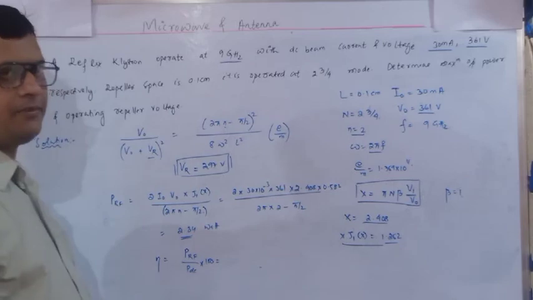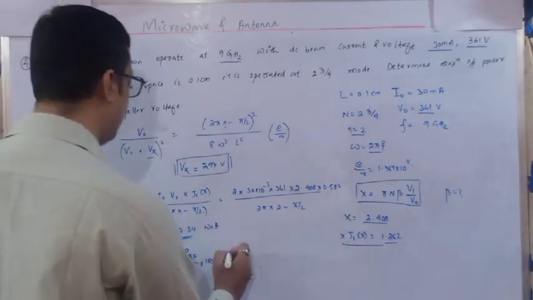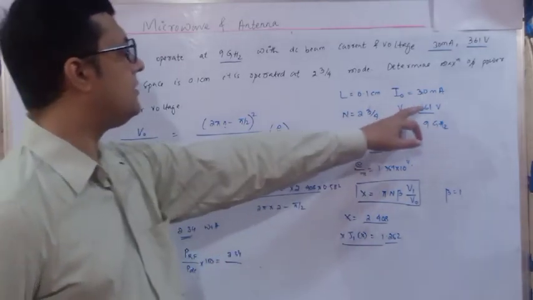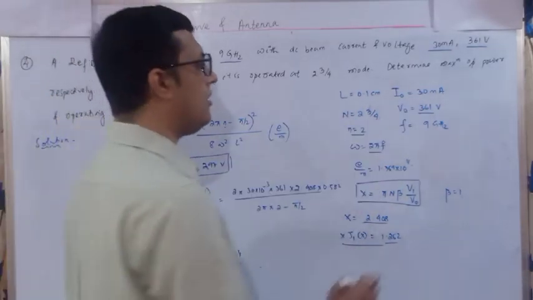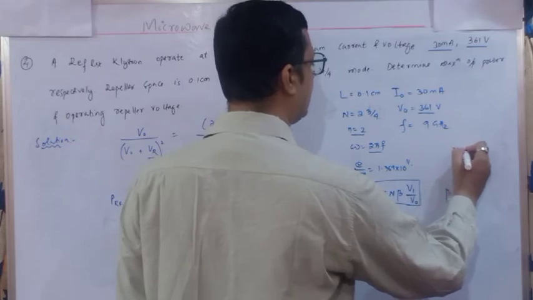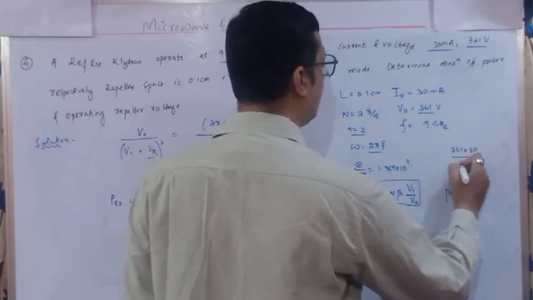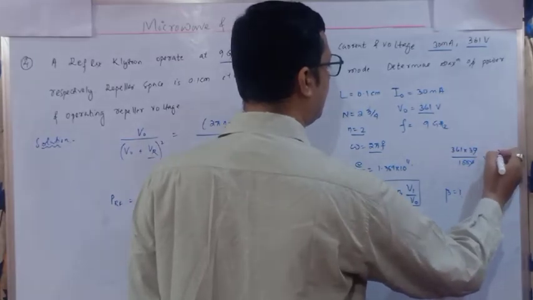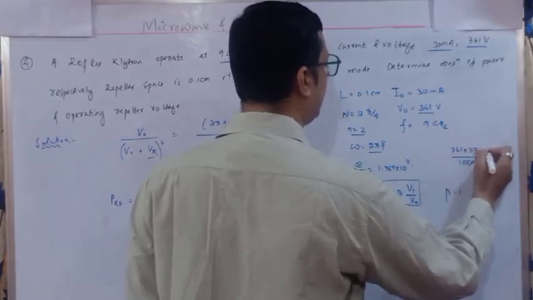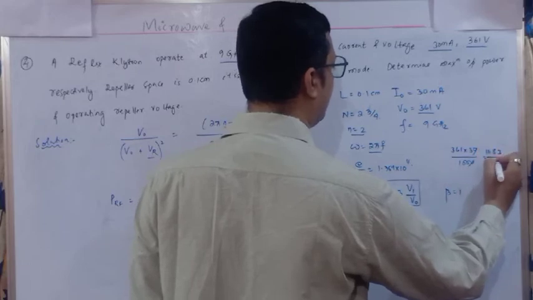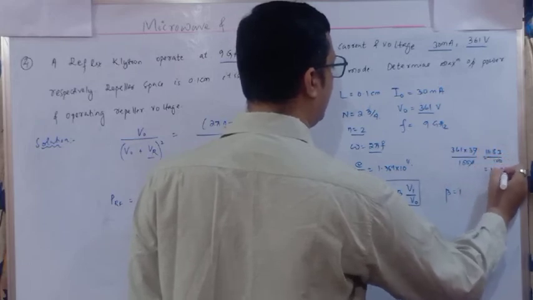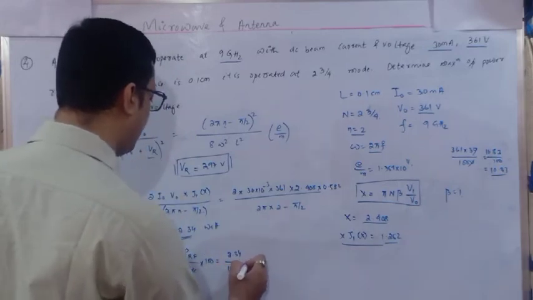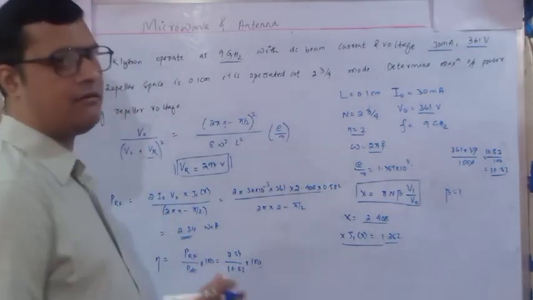That's it. Simple. So PRF is how much? 2.34 watt. PDC is how much? 361 into 30 milliwatt. How much will it be? 361 into 30 divided by 1000. So it is 10.83. So here I will substitute 10.83 into 100 with the help of a calculator.